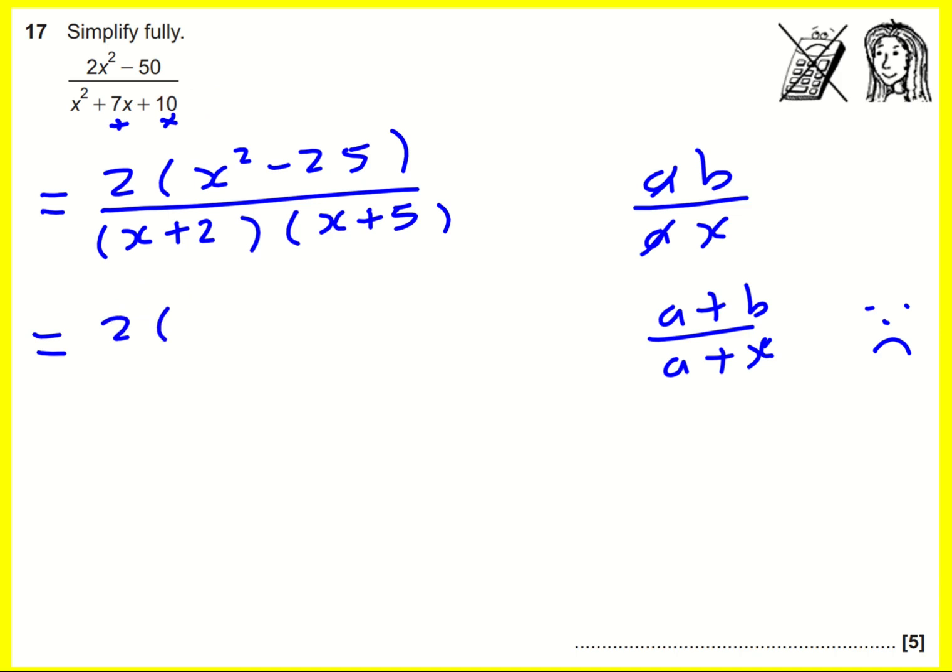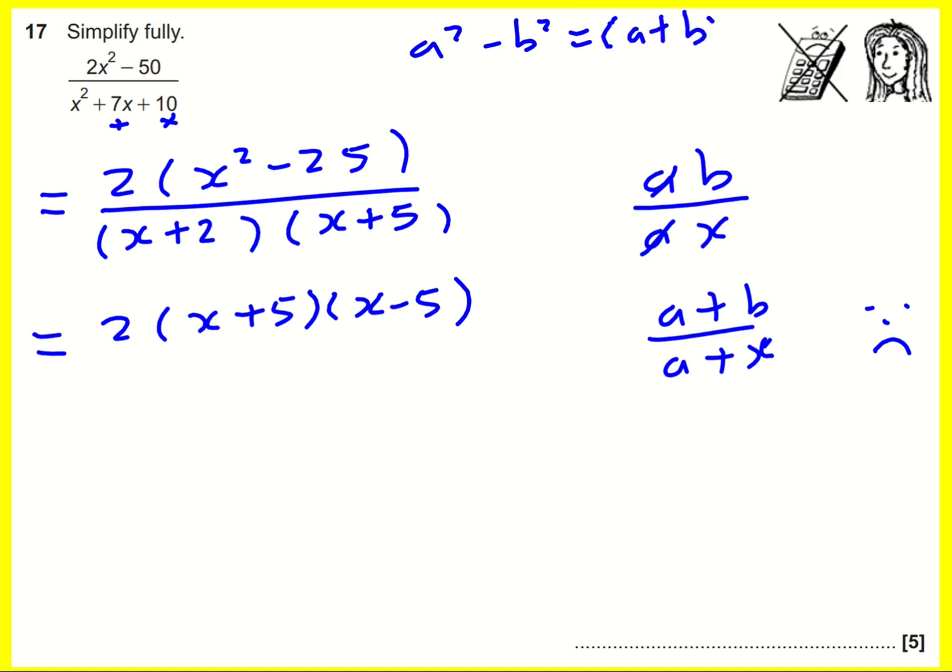What I need to recognize is that this is actually a difference of two squares. It gives me x plus 5 and x minus 5. It helps if you can just recognize that really quickly. a squared minus b squared is a plus b, a minus b. In this case, it's actually x squared minus 5 squared. I can use it in the same way. x plus 5, x minus 5.